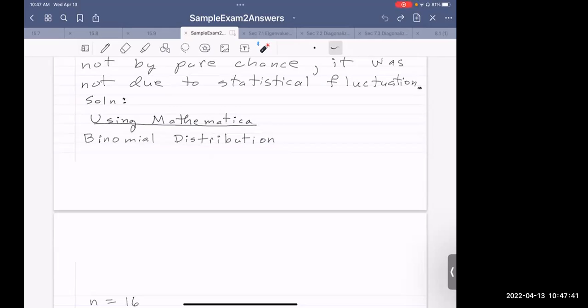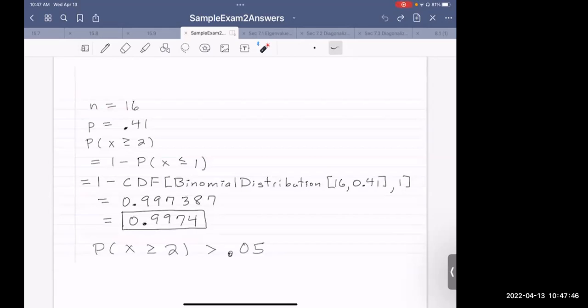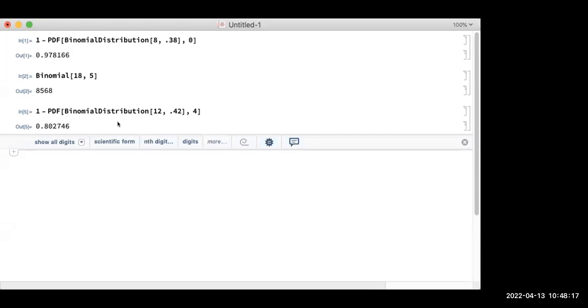Okay, so if you were using Mathematica, again, this is a binomial distribution. We have that n is equal to 16, p is equal to 0.41. I want to find the probability that x is greater than or equal to 2. And so I'll use the complementary event, 1 minus the probability x is less than or equal to 1. We have an inequality, so we'll be using CDF, with a binomial distribution and parameters 16 and 0.41, and we want to get rid of everything less than or equal to 1. So let me do this in Mathematica.